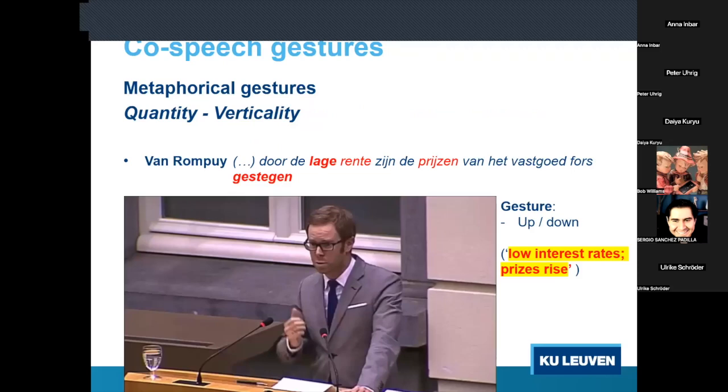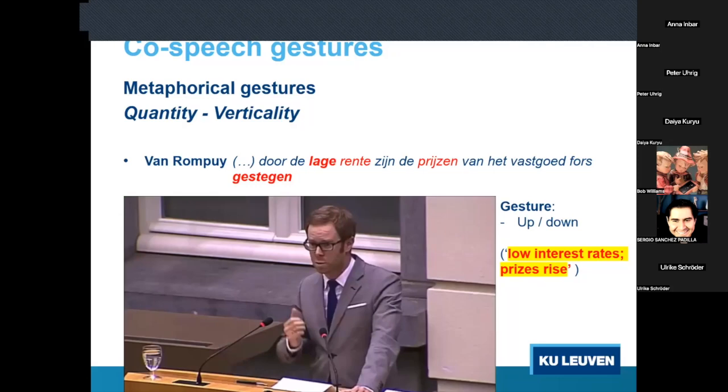I will come back to that later on, but just to give you an idea what types of gestures we can distinguish. Here's the first type, we call them metaphorical gestures, where we represent one domain of knowledge in terms of another domain of knowledge. Like we speak about quantity, more or less of something, constantly in terms of verticality.